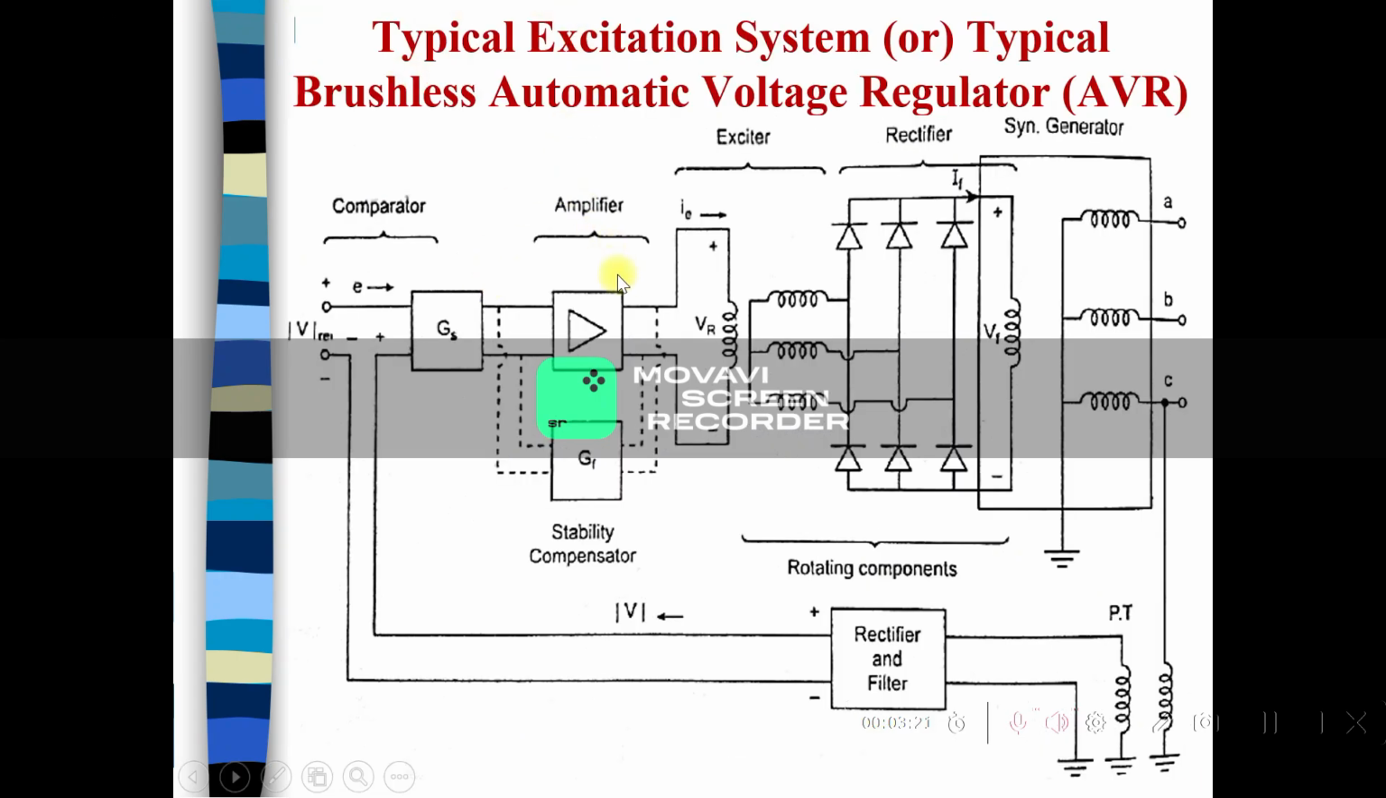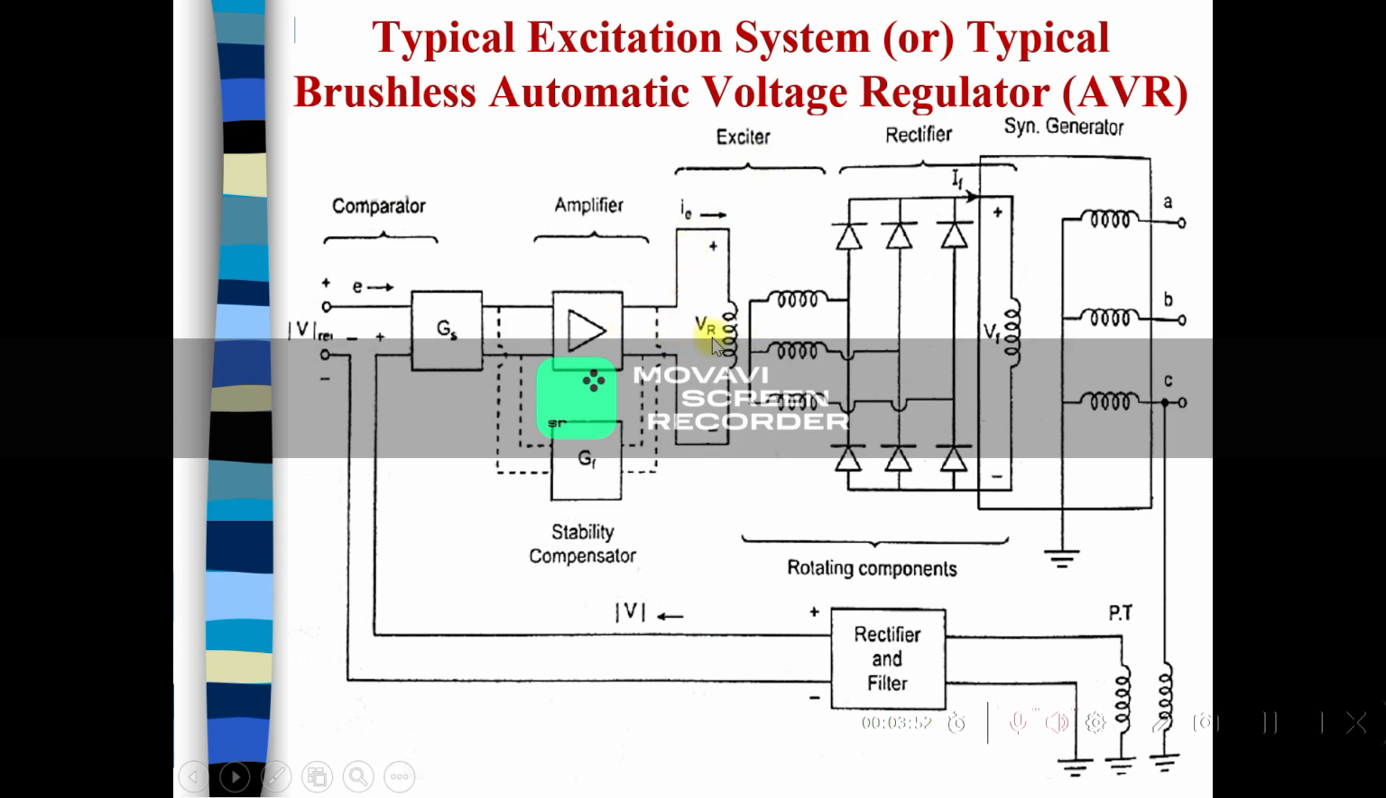Next one, automatic voltage regulator or typical excitation systems. Here we are going to derive the excitation brushless modeling. So first one, the comparator. It compares the reference signal and the input signal. The comparator output is given to the amplifier. It will boost the signals. The amplifier output is connected to the exciter input.